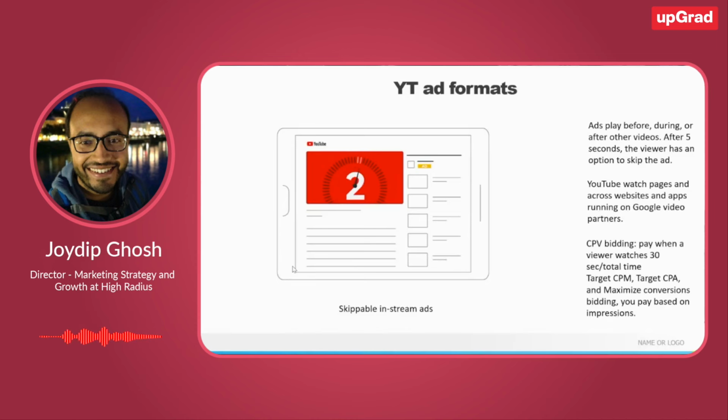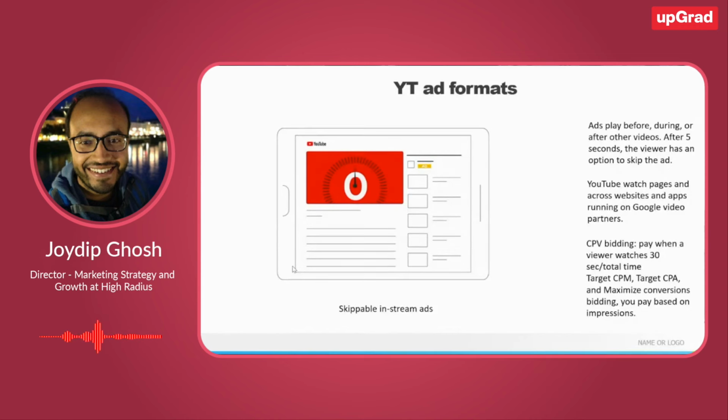The first format that we're going to discuss is called a skippable in-stream ad. What is a skippable in-stream ad? These are the types of ads which play before, while watching, or after the main video gets over, and you do not have control of when the ad plays.